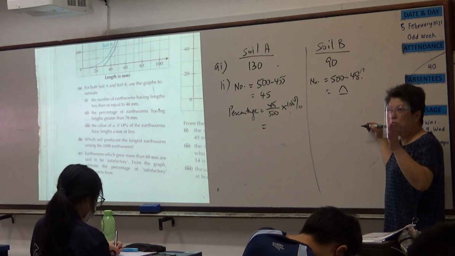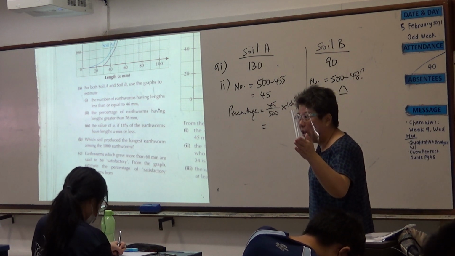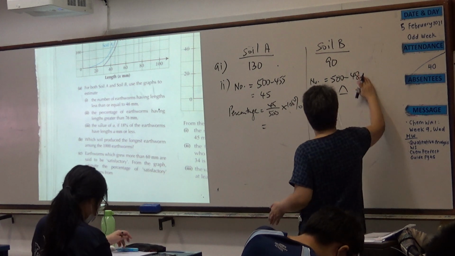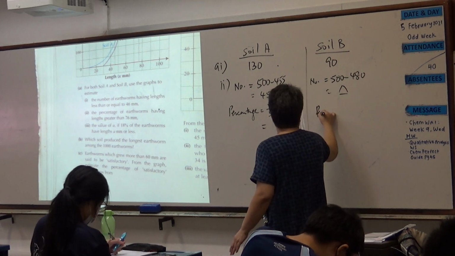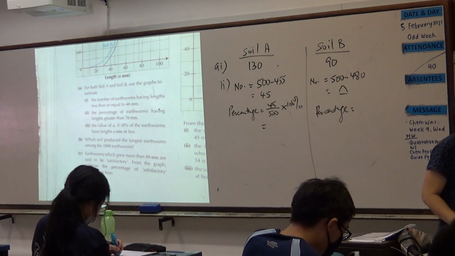It's either 0 or 5. It cannot be 1. Your eye is not so accurate. You're not golden calipers. I tell you first. Understand? You only have half the strength. So it's either 480 or 485. Then after that, you're going to find the percentage. Okay, accordingly.